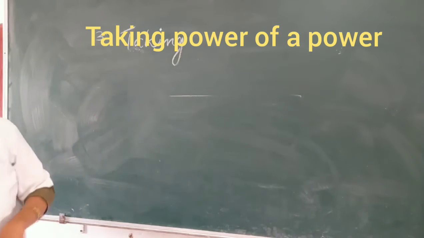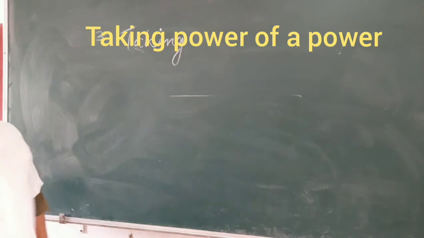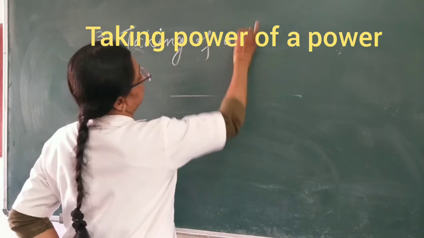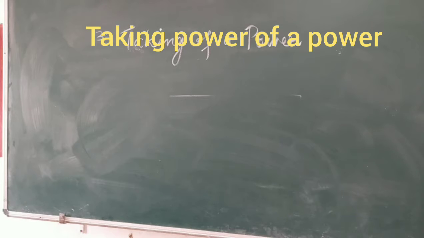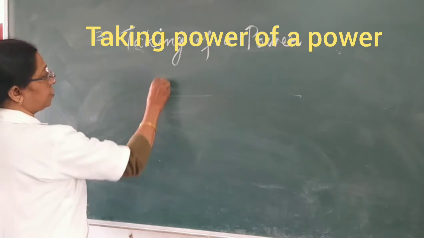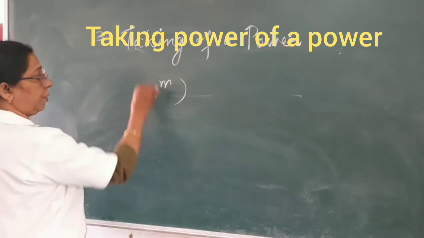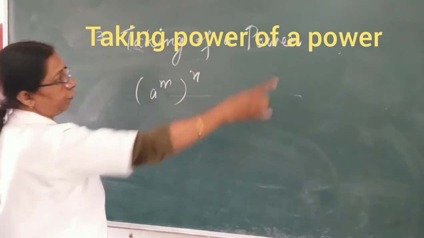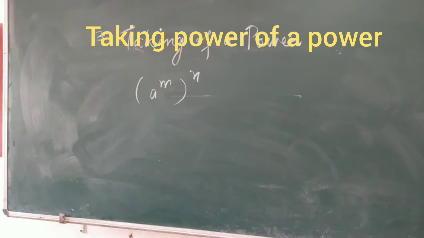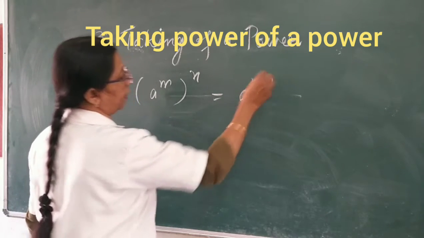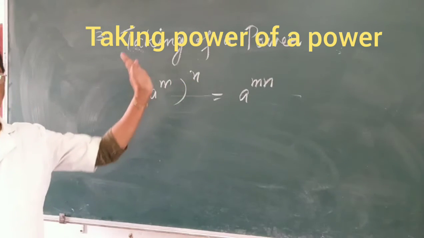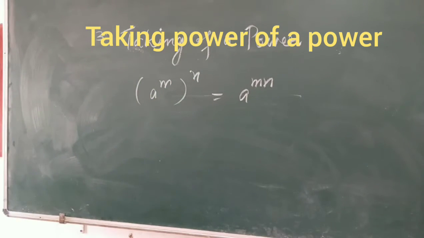Taking powers of a power. ഒരു പവർ ഉള്ളതിന് വേറൊരു പവർ കൊടുക്കുന്നതിന് taking powers of a power. That is a raised to m the whole raised to n. a raised to m അപ്പോൾ ഒരു പവർ ഉണ്ട്. അതിന് whole raised to n ഒരു പവർ കൊടുക്കുകയാണ്. a raised to m the whole raised to n is a raised to m n. ഇത് രണ്ടും കൂടെ മൾട്ടിപ്ലൈ ആണ് ചെയ്യാനുള്ളത്. രണ്ട് പവേഴ്സ് ഇങ്ങനെ ഒരുമിച്ച് വന്നാൽ അത് തമ്മിൽ മൾട്ടിപ്ലൈ ചെയ്യണം.